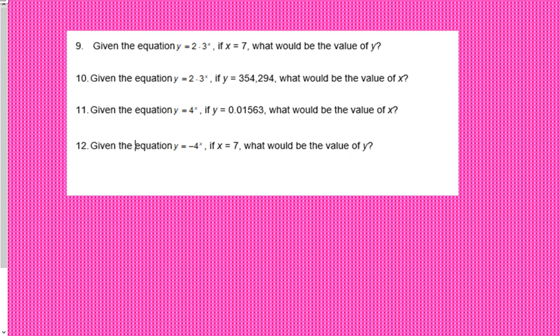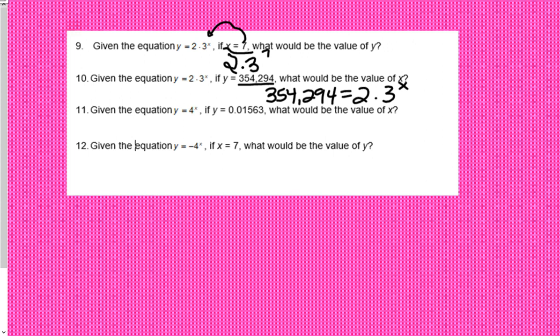It says if you've been given y equals 2 times 3 to the x and x equals 7, well, I can type that in. I can type in 2 times 3 to the 7th power. The next one, they give me the y, 354,294 equals 2 times 3 to the x. They want to know x. Well, that one I can't do unless I put it in the graph menu. So basically, if you're looking for x, you have to use the graph. If you're looking for y, you could just type it in.